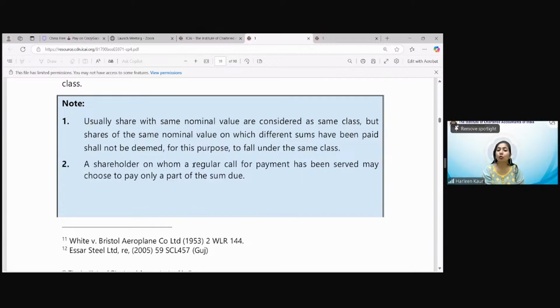A shareholder on whom a regular call for payment has been made chooses to pay only part of the sum due. Now this is interesting. If a shareholder who has been called to pay rupees 5 only paid rupees 2, the balance is calls in arrears. They're doing 5 minus 2, ma'am, 3. Thank you, Bhumika, for clarifying it is calls in arrears.